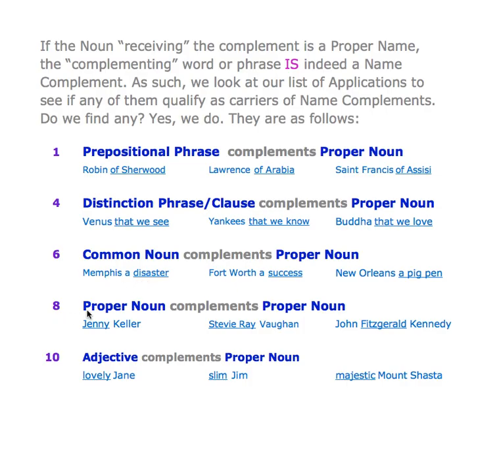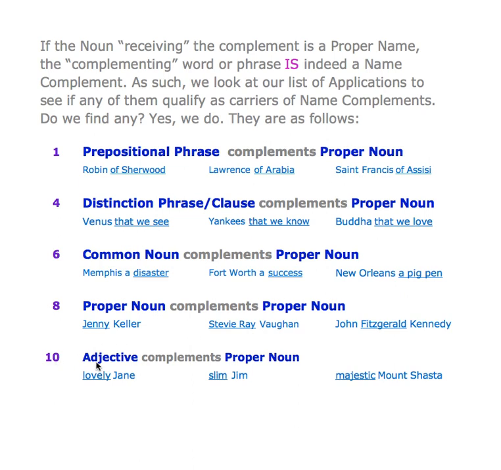Application number 8, proper noun complements proper noun. Jenny Keller. The proper noun Jenny here complements Keller, so this qualifies as a name complement. All right, Stevie Ray Vaughan, that's his first name, their given name, and complement name, and they both complement the proper noun Vaughan. So this is a name complement because it's complementing a proper name.